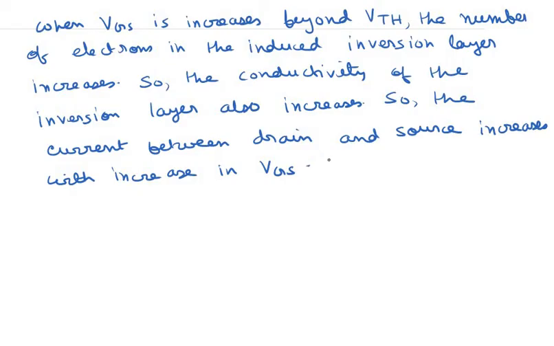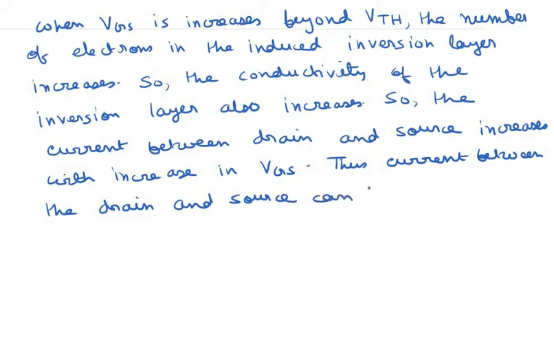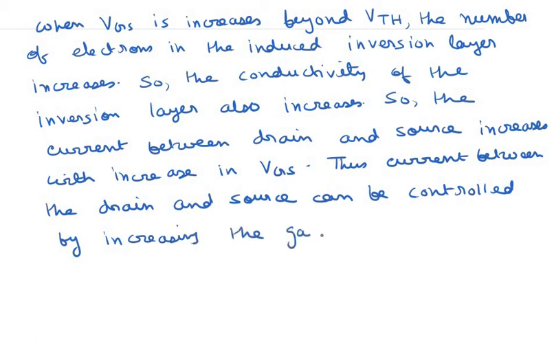So thus the current between the drain and the source can be controlled by increasing the gate voltage, and that is the transistor action, that the current between any two terminals should be controlled by the third terminal. So here the current between the drain and the source can be controlled by the gate voltage.